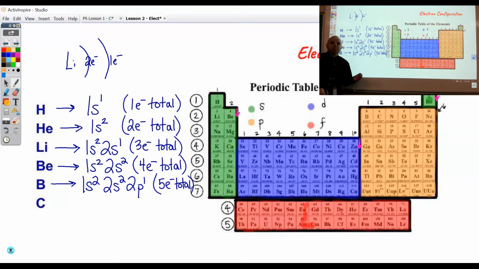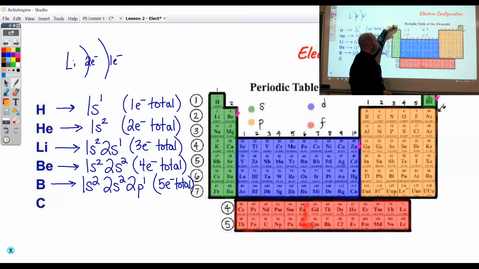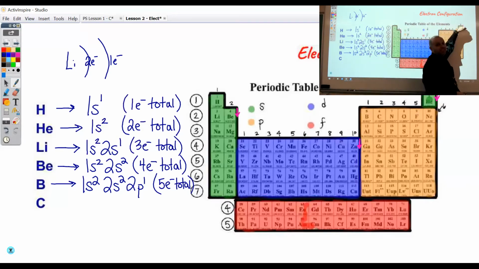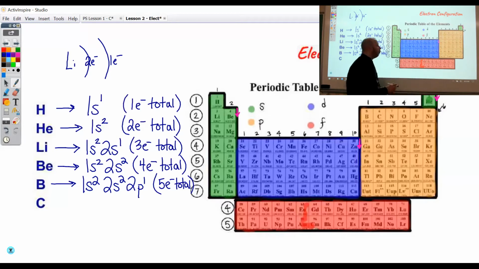I'm going to try one more, then we're going to skip around a bit. So let's look at carbon. Carbon is element number 6. So again, we're going to start at the top here where hydrogen is. We don't have to write anything down, no pink arrow here. So we're going to keep going. We get to helium, we write down 1s2.